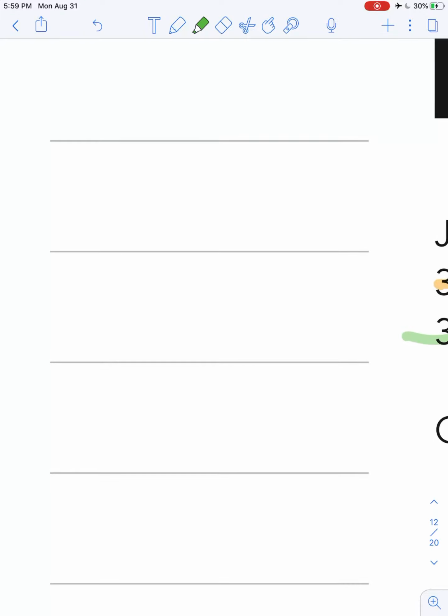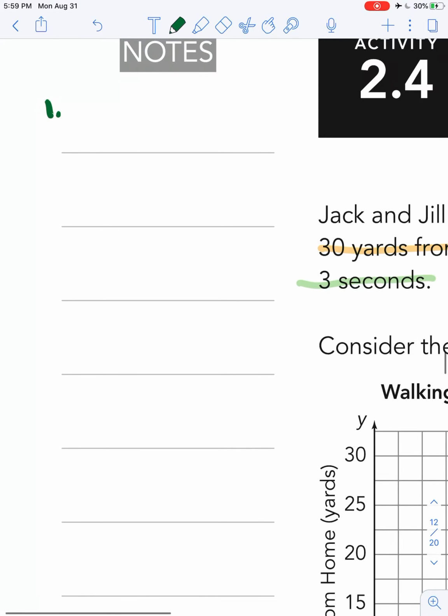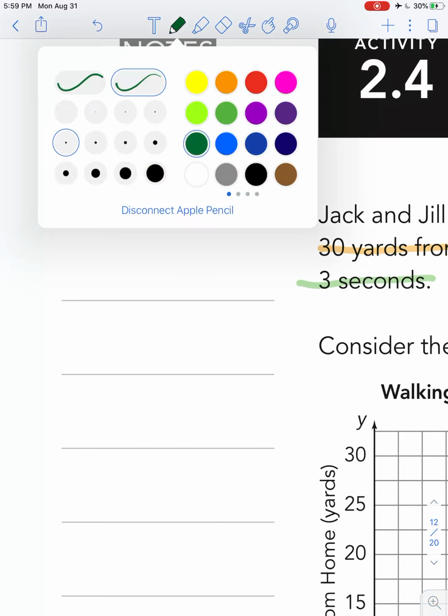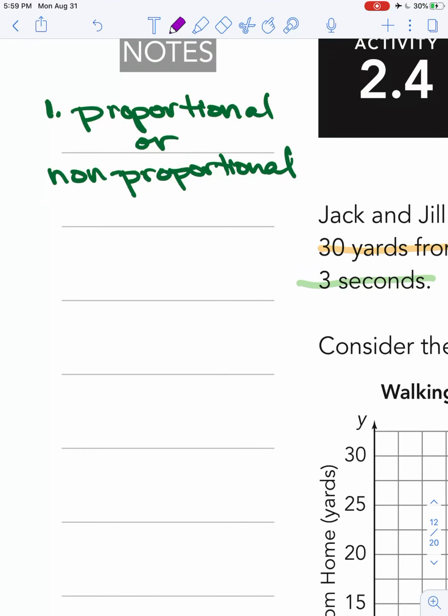I actually want you to write down this because this is important to know. The very first thing that we have to do every single time is decide, is this proportional or is it non-proportional? Okay? If it's proportional, it's going to be y equals mx. If it's non-proportional, it's going to be y equals mx plus b.